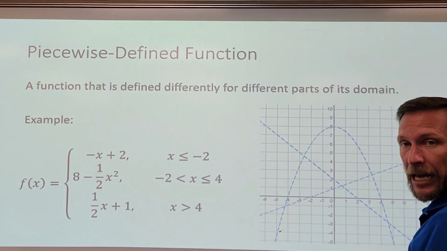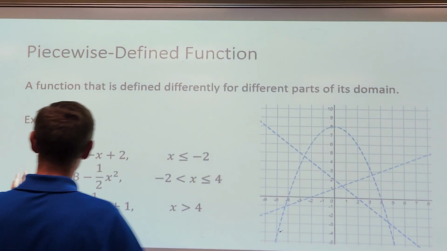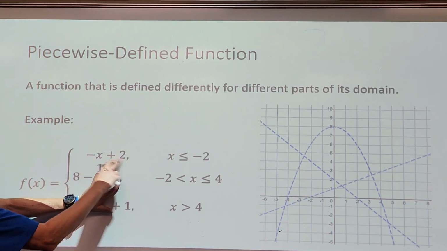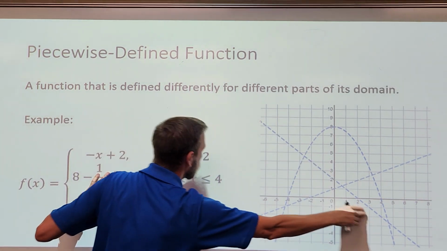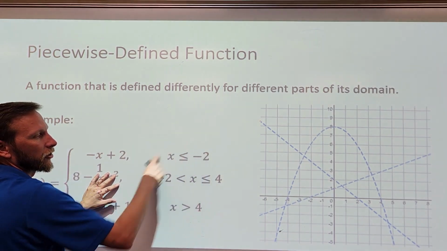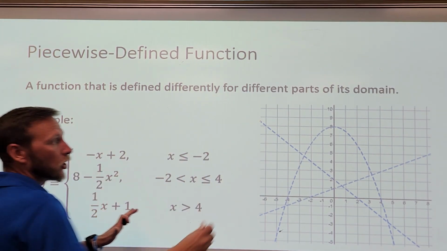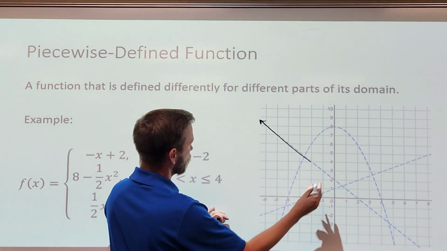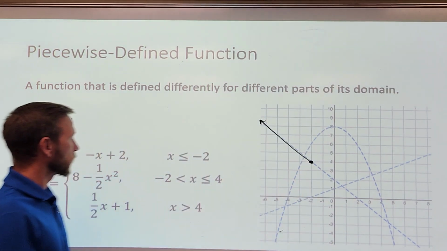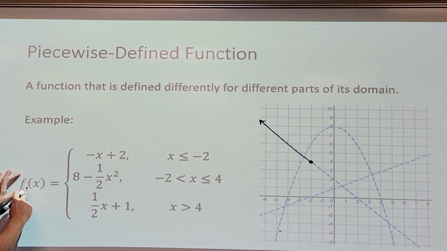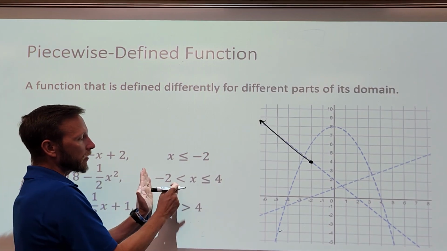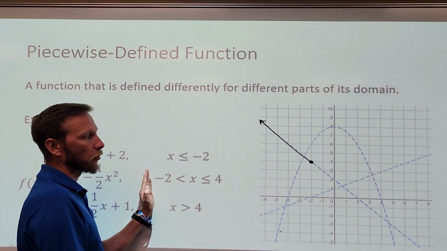So here is an example of what that might look like. I know this looks pretty intense, but the function is going to look like this line, the opposite of x plus 2, for when x is less than or equal to negative 2. Meaning, we would have this graph, but only up to negative 2 with a filled-in circle. But then we also say that the function is going to be 8 minus 1/2 x squared from negative 2, not included, to positive 4, included.